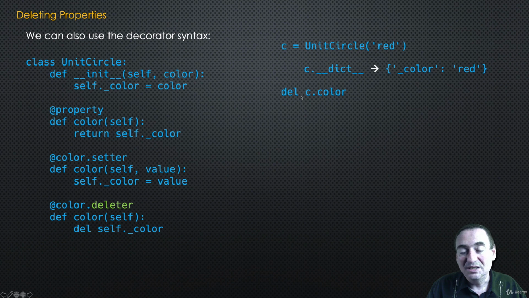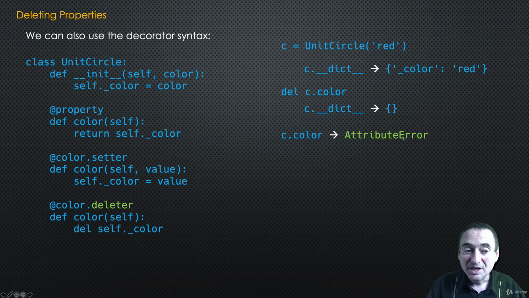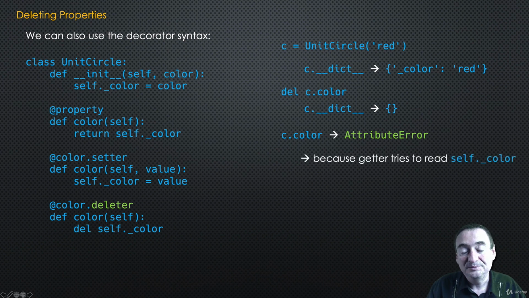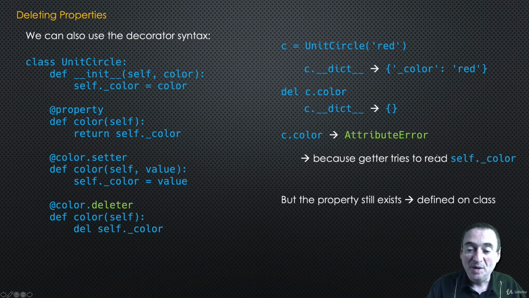We can call the delete. We can use the del keyword, right? Or we could use the delattr function, or we can just use the del keyword. That's going to run the deleter method. And so now our dictionary will be once more empty. And if we try and access it, we're going to get an attribute error. Not because color is no longer a property on the class, but because color is trying to access the underscore color attribute. And that's not in the dictionary. That's what's causing the attribute error. Okay? But the property still exists.